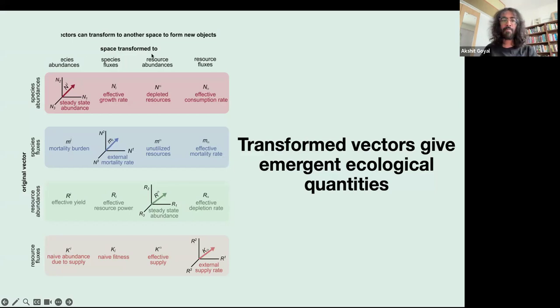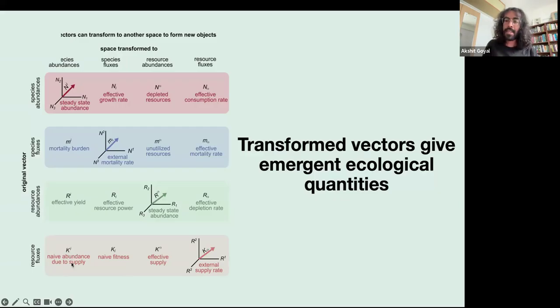So again, this would be the same set of vectors. If I take a vector in the resource flux space, which is our external supply rates, and I want to transform that to species abundance space, I'll end up getting this quantity. And each of these quantities has an ecological meaning, which I've written out here. I don't want to go through all 16 of them, but just highlight what this quantity means.